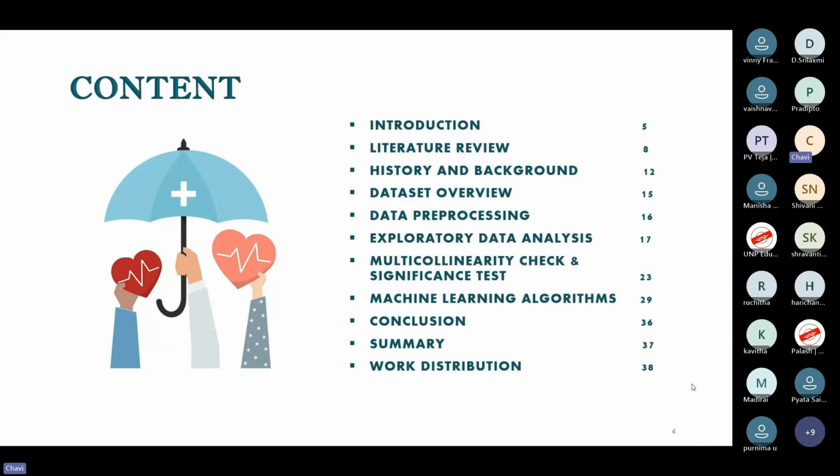We will proceed with our presentation as follows. First would be introduction to medical insurance, literature review, history and background for the same, data set overview, data pre-processing, exploratory data analysis, multicollinearity check and significance test, machine learning algorithms, conclusion, summary, and work distribution.